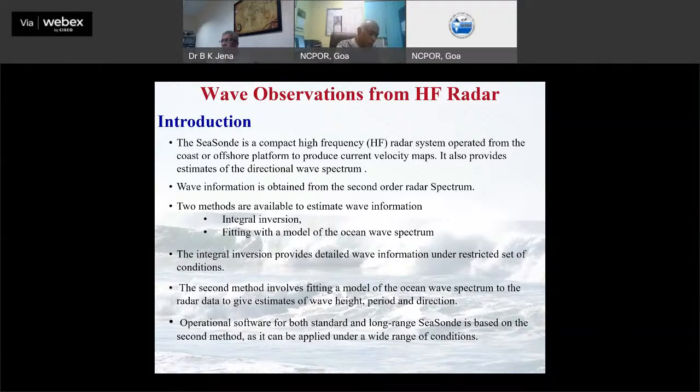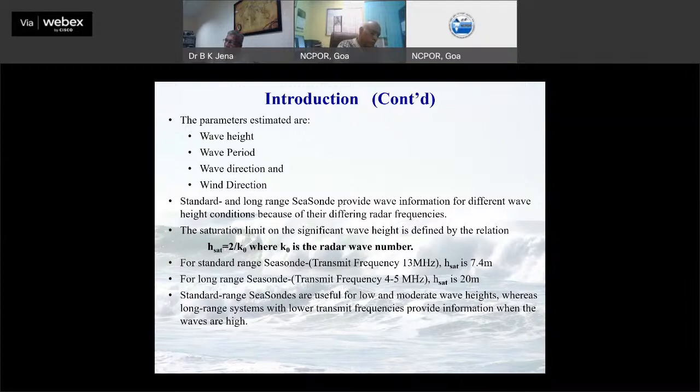Here I will tell you that this HF radar has some limitation for measuring low waves. This long range system cannot measure up to 1.4 meter wave heights, so it can measure more than 1.5 meter wave heights. So it is very useful during cyclone and storm surge time. As I told, it can measure wave height, wave period, wave direction, and wind direction.